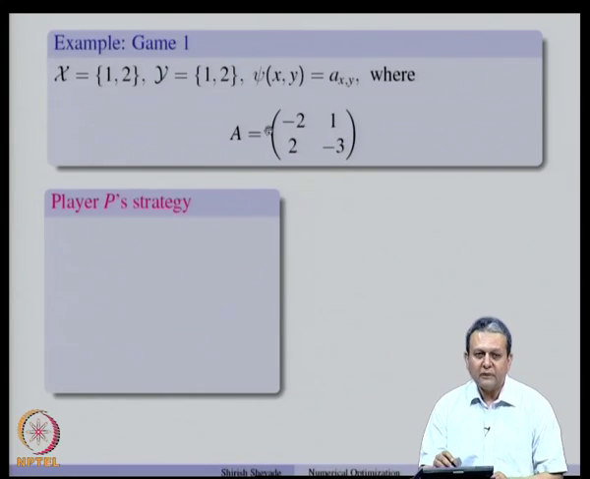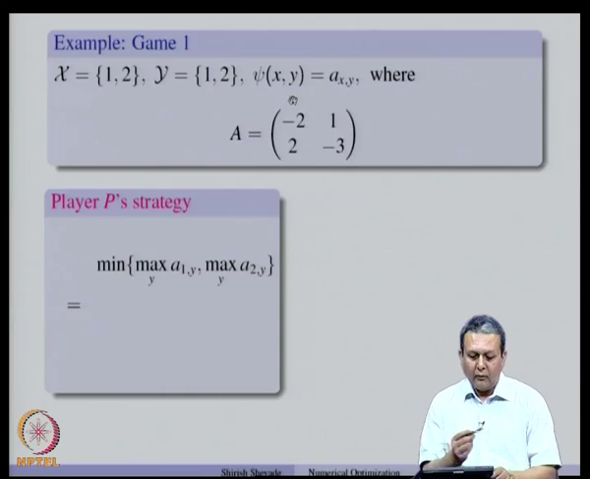So, suppose player P uses the strategy 1, then player D can choose strategy 2, the max of these two quantities in this row, so that player D's gain is maximized. On the other hand, if player P chooses strategy 2, then player D will find the maximum of 2 and minus 3, and that maximum is 2. So, player D will choose strategy 1.